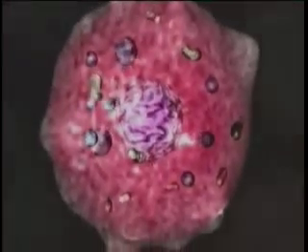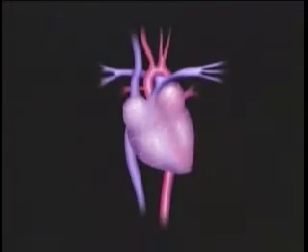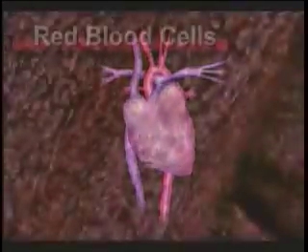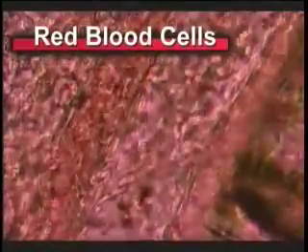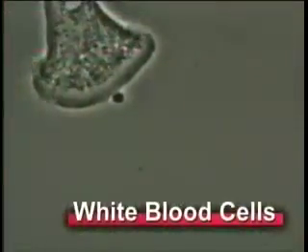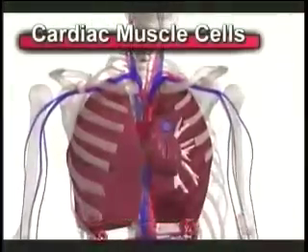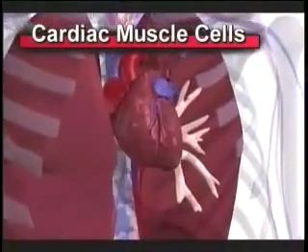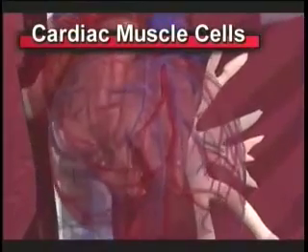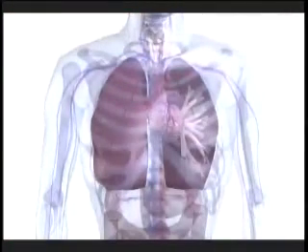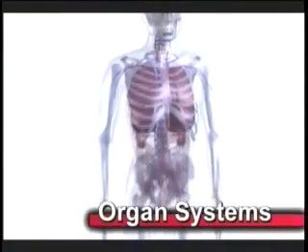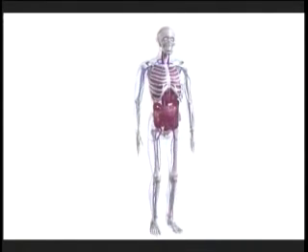In multicellular organisms, like cells group together to form tissue, and tissues in turn combine to form organs, such as the heart. But the heart has many different types of cells to help it function. There are red blood cells which transport oxygen, white blood cells which help fight disease, and cardiac muscle cells that help the heart contract and pump blood throughout the body. Organs function together to make up organ systems, which ultimately make up an organism.